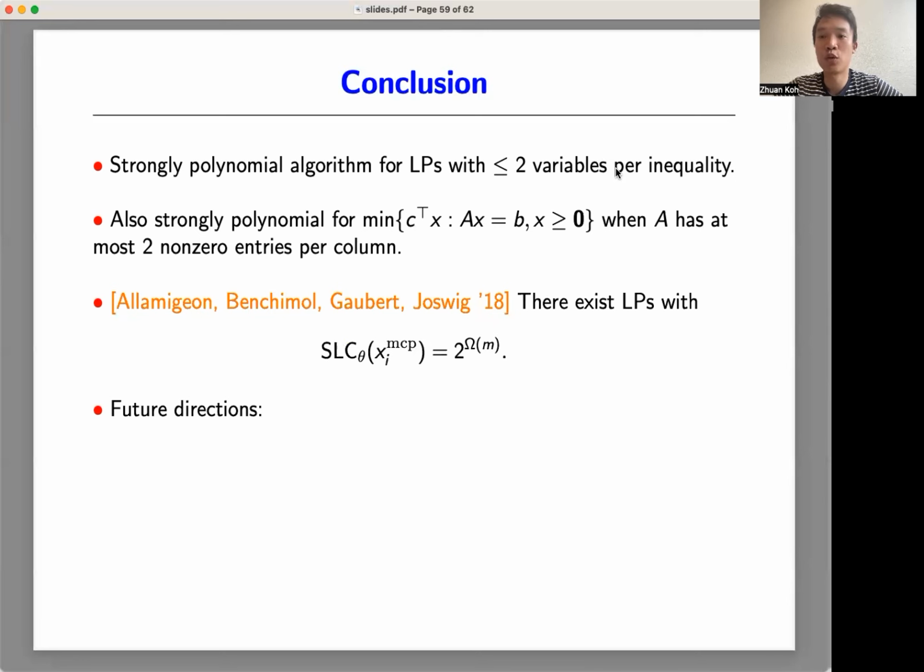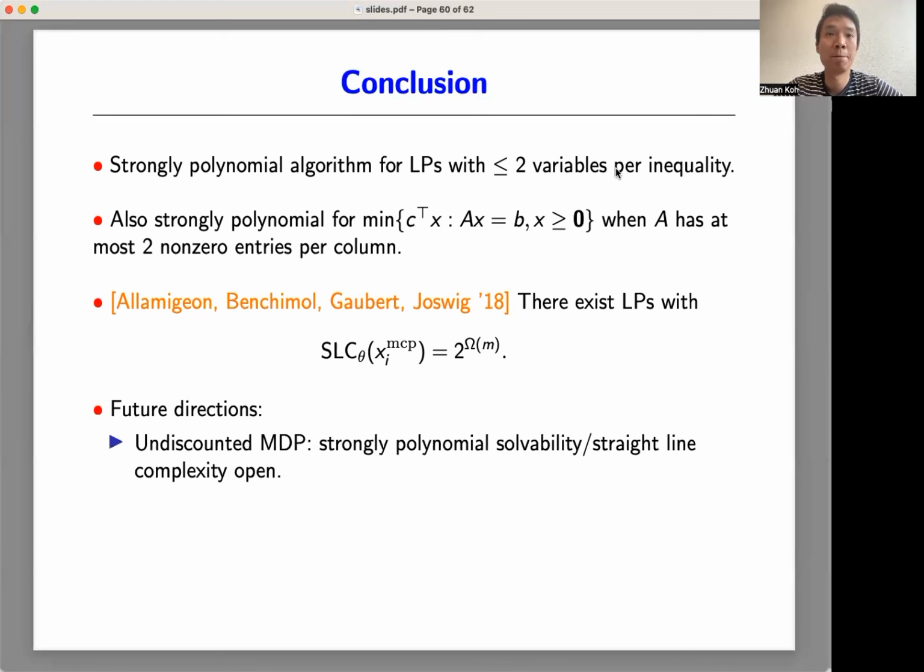I will conclude my talk with some future directions for research. The first open problem is to determine the straight line complexity of undiscounted Markov decision processes. As we've seen in one of the previous slides, the strongly polynomial solvability of this class of LPs is still open.